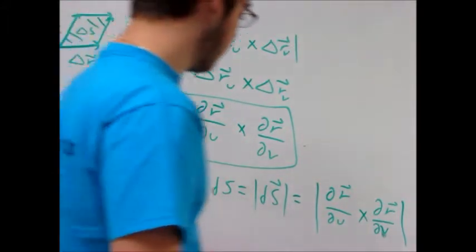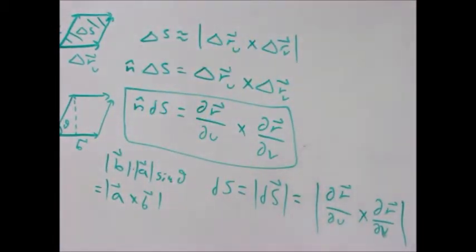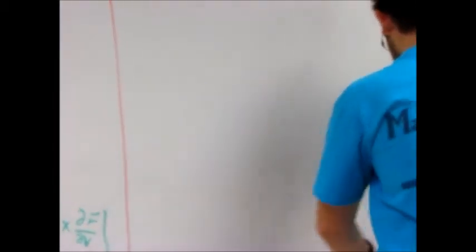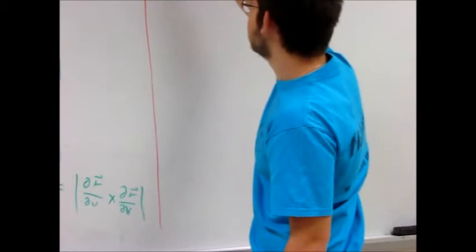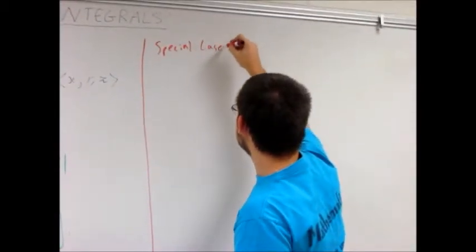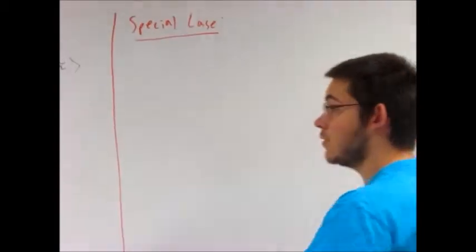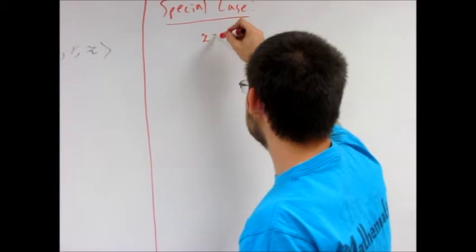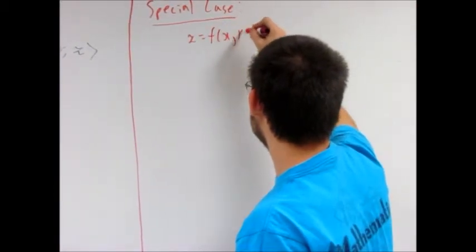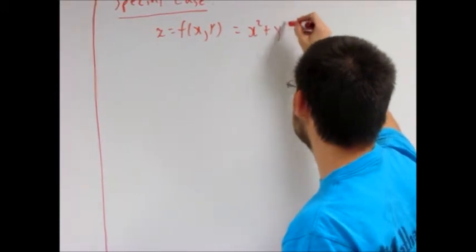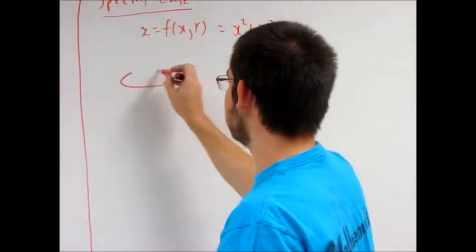So let me do an example, or I guess a special case. So let's say we already know our surface is a function z equals f of x comma y. Something like x squared plus y squared. That would look like this.